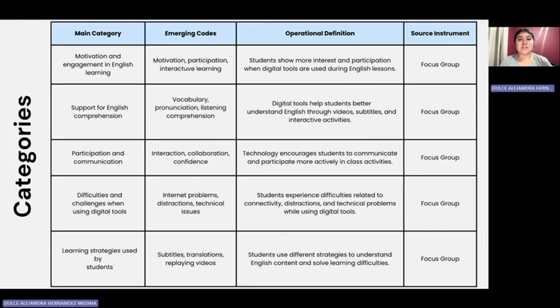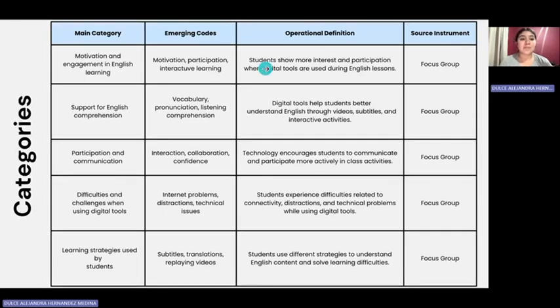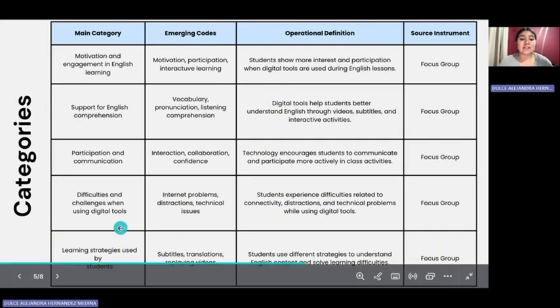This table shows the main categories of our study and the most repeated words found in the focus group data. We have 5 categories: the motivation and engagement in English learning, the support for English comprehension, the participation and communication, the difficulties and challenges when using digital tools, and the learning strategies used by students.